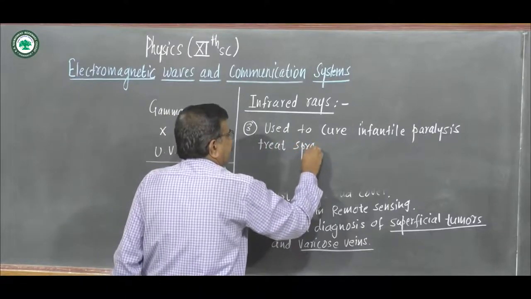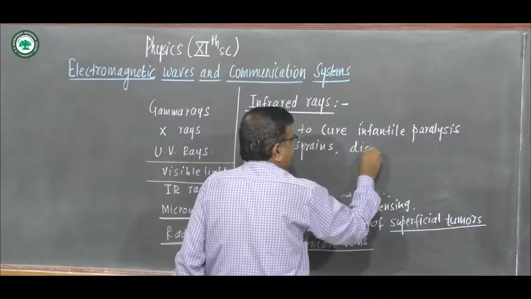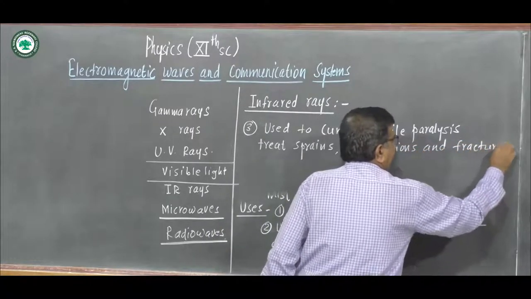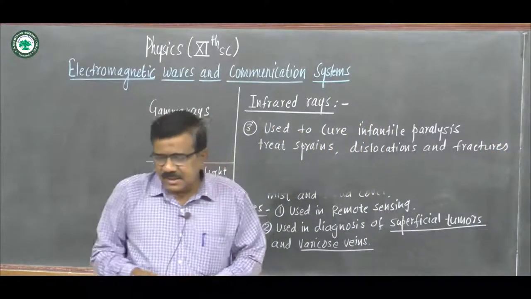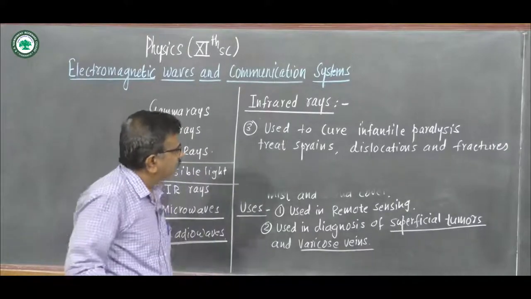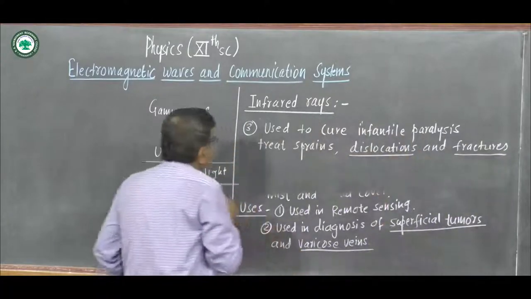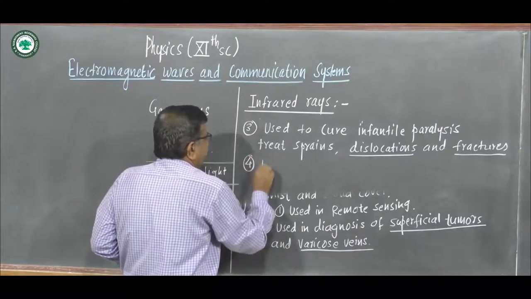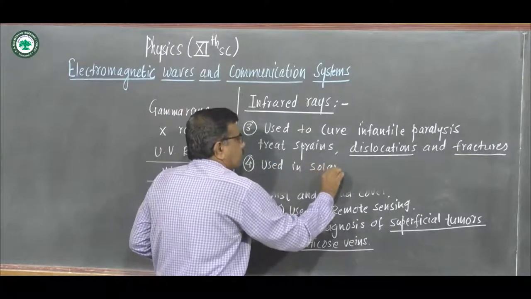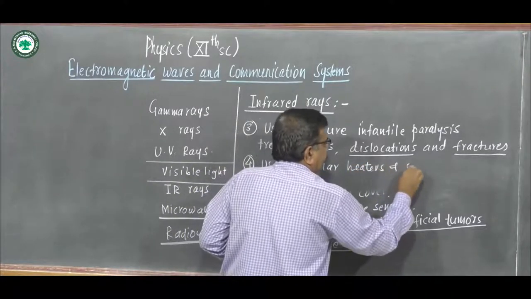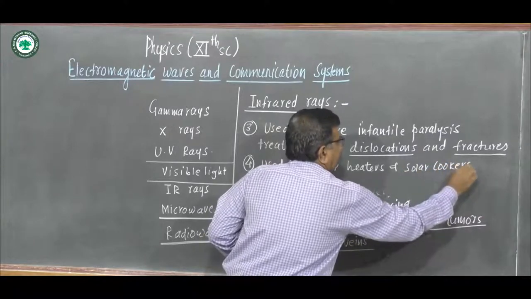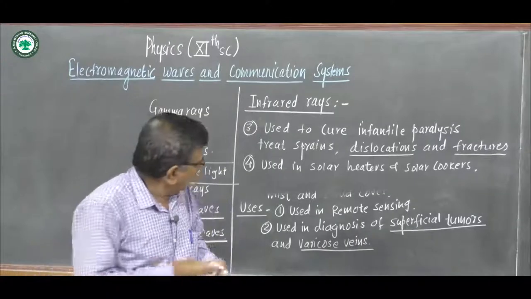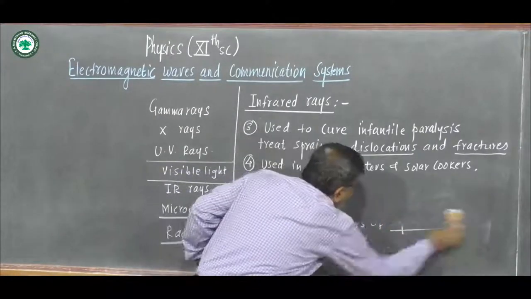and to treat sprains, dislocations, and fractures. They are used to cure infantile paralysis, and treat sprains, dislocations, and fractures in the body. This is one main use of these infrared rays. They are used in solar heaters and solar cookers, as these are the heat producing rays. When they are incident on an object, heat is produced. So they are used in solar heaters and solar cookers.